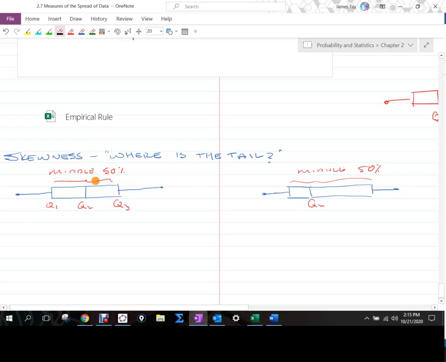If we think about, how is this distributed? What would your argument be? What do you think that you would say that this picture here is in regards to skew? Is it skewed left, skewed right, or symmetric? That's going to be symmetric.